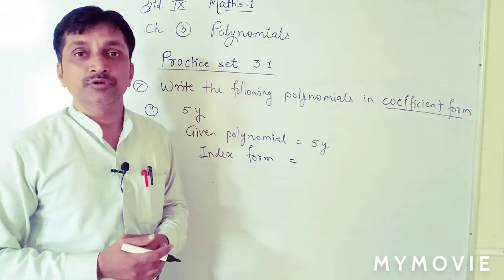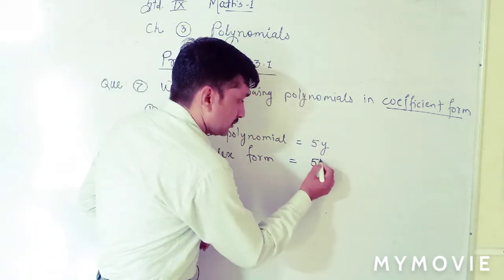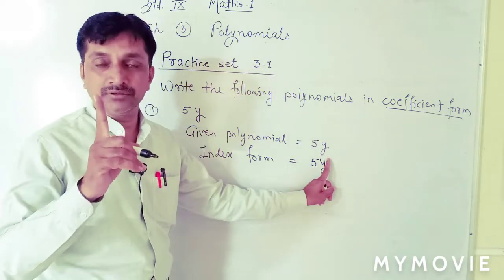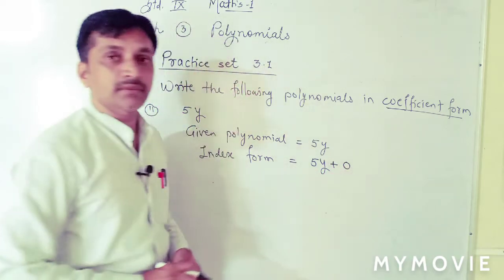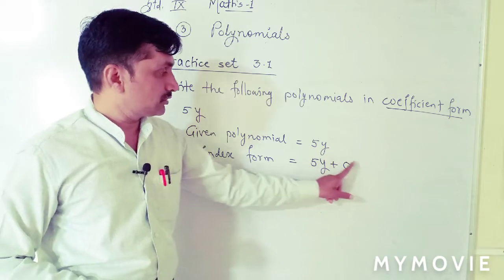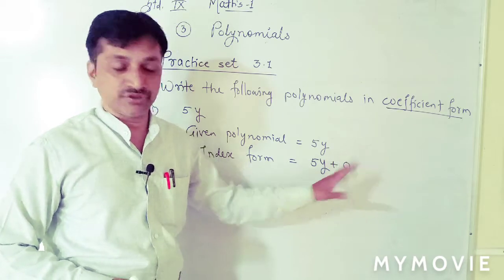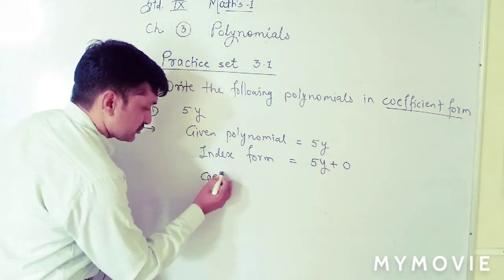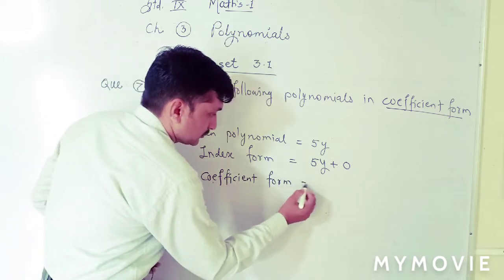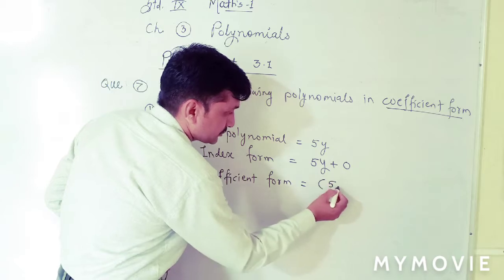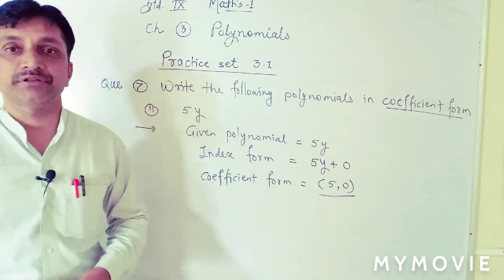What to do in index form? We have to write all missing terms. Now 5y. What is the power here? 1. After 1, what is there? 0. Then plus 0. Now here you see 1 and here 0. 1, 0. Finished. And now the coefficient form. Write coefficients only. 5, give a comma, and here 0. This is the coefficient form of this polynomial.